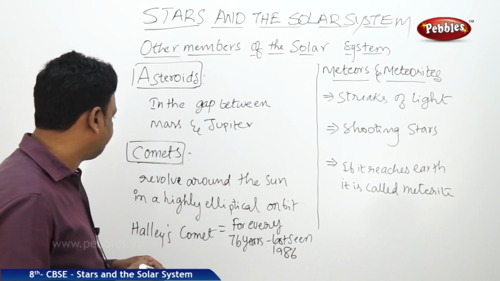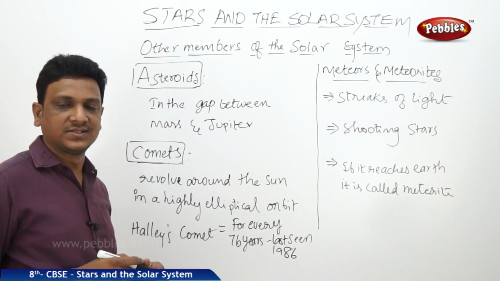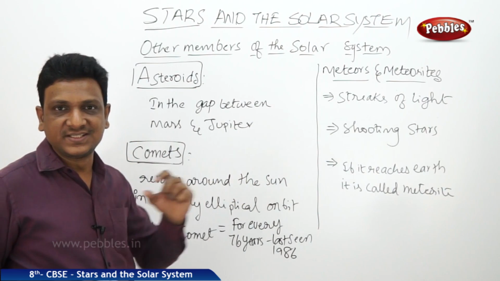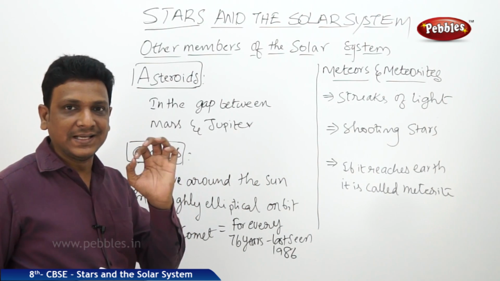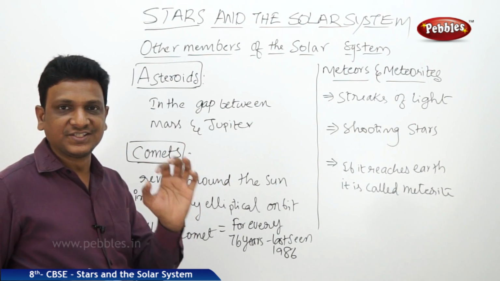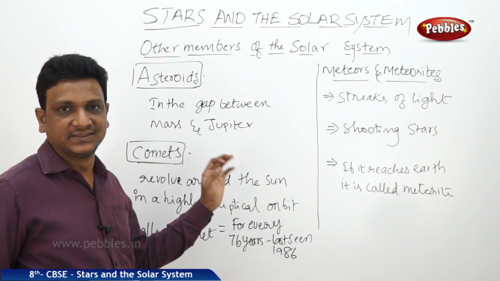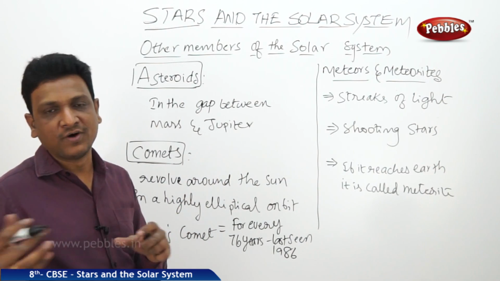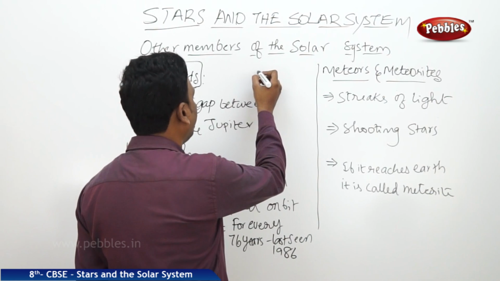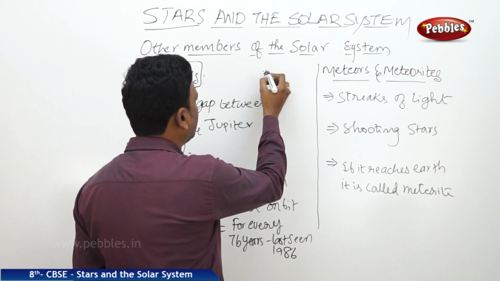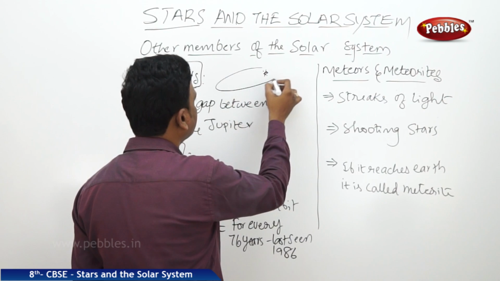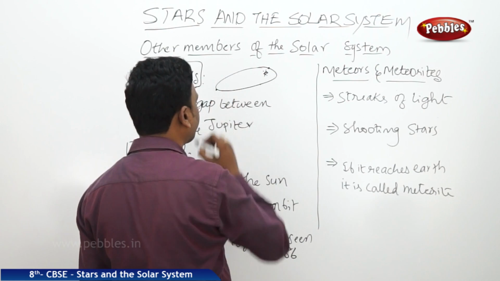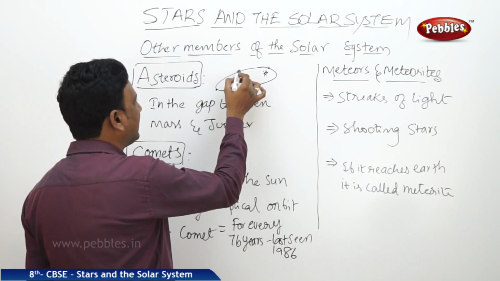Now what are comets? Comets are also a part of the solar system. Comets are also bodies that revolve around the sun, but their orbits are completely elliptical, very distorted. So they are not like the orbit of the Earth. Sometimes they come very close to the sun, sometimes they go very far. Say for example, if this is the sun, the orbit of a comet may be like this. See, sometimes the comet comes very close, sometimes it goes very far. The comet will have a tail.